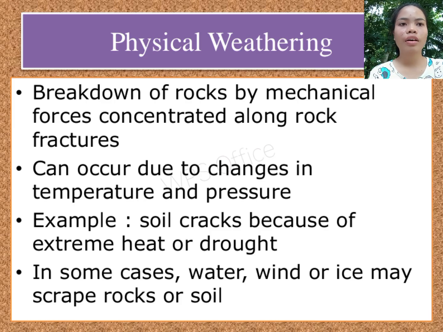Physical weathering. Physical weathering is a process where rocks break down into smaller pieces without changing their chemical composition. This occurs mainly due to mechanical forces acting along rock fractures, temperature and pressure changes which cause expansion and contraction, leading to cracking, and water, wind, or ice which can physically scrape or erode the rock surface. For example, soil can crack during extreme heat or drought, illustrating the effect of thermal stress. Overall, physical weathering shapes landscapes by fragmenting rock over time through natural physical processes.